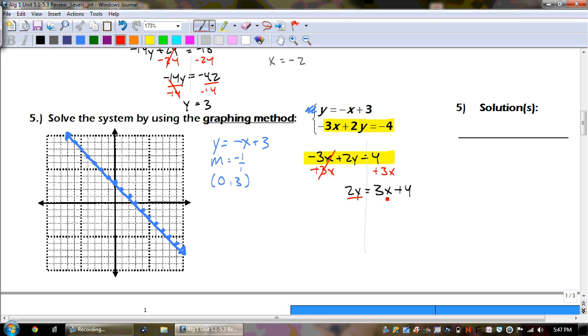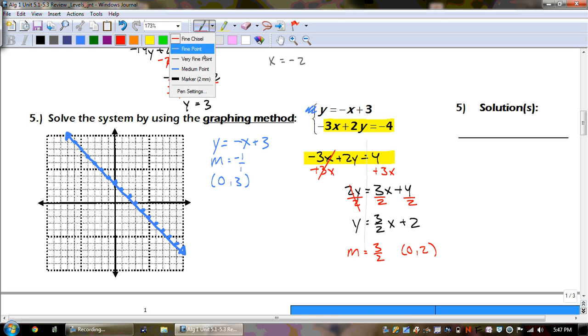The y is not by itself, so to get the y by itself, we have to divide. Remember, fractions are good when we're talking about slopes. We get 3 over 2 x, and then 4 divided by 2 is 2. We get our slope is 3 over 2. Our y-intercept is (0, 2). And I'm going to do this line in red. So starting at (0, 2).